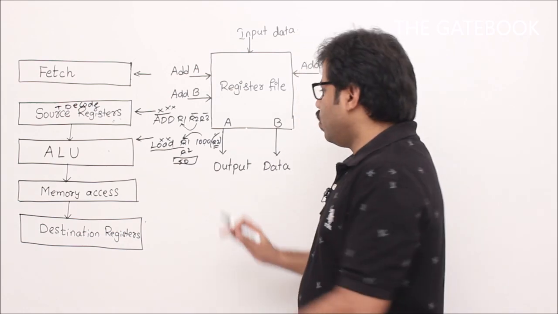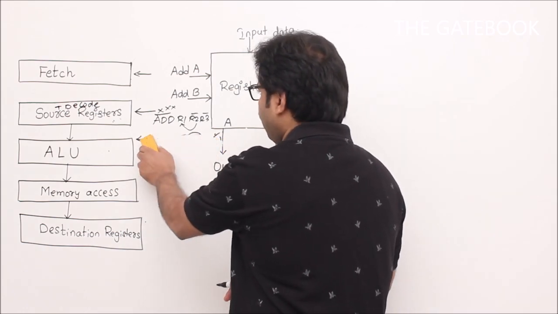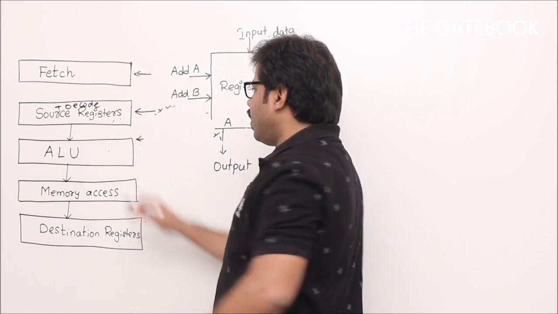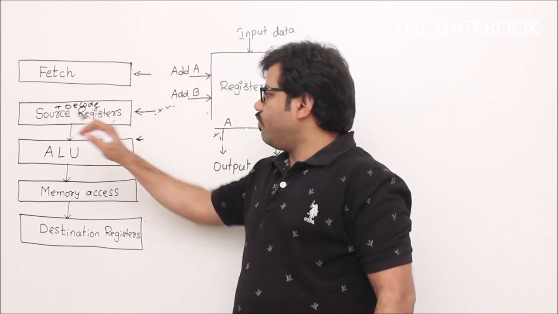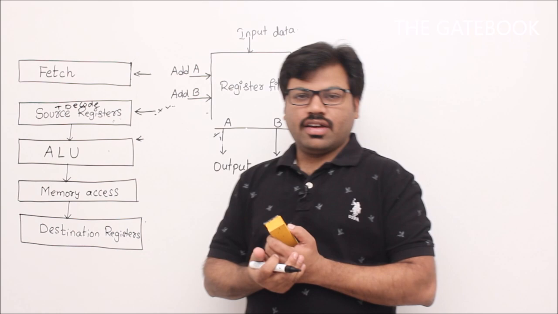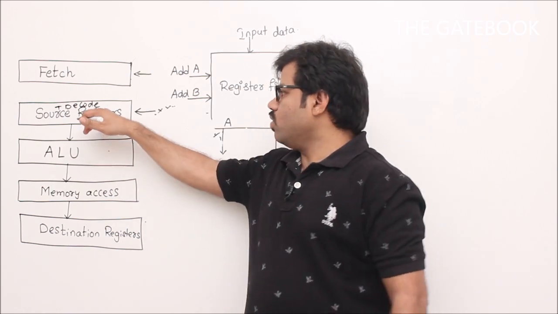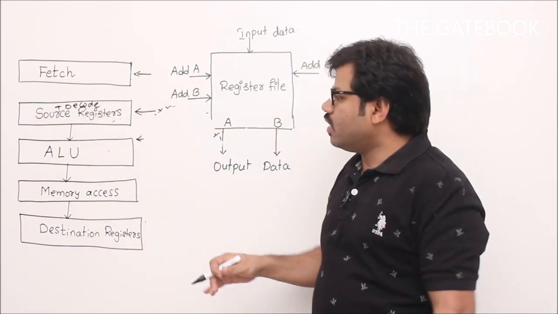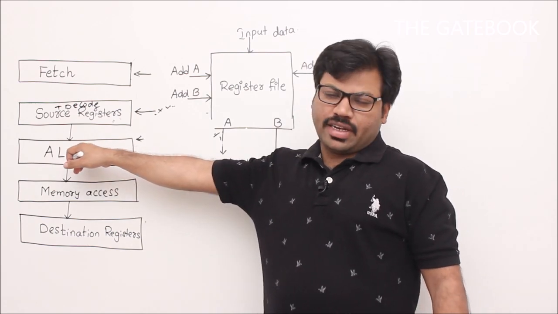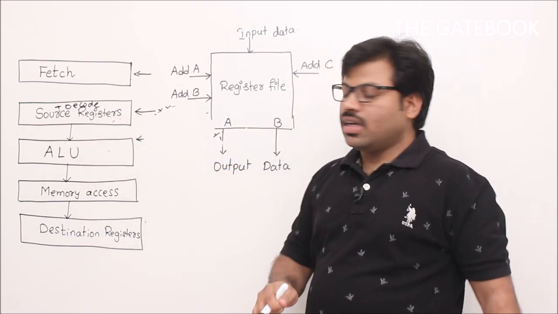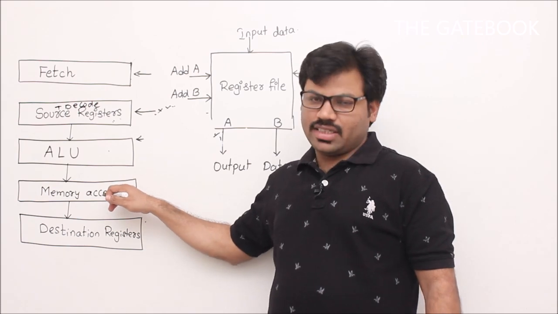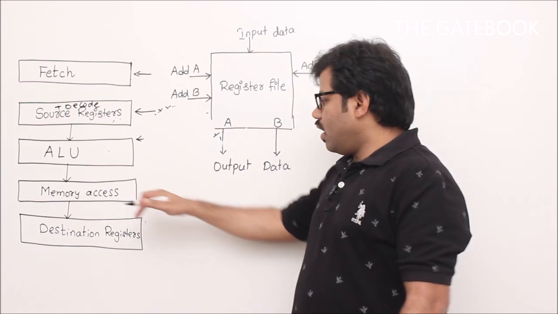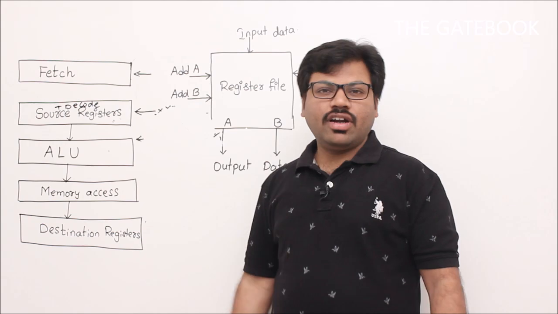Now I will tell you how we are planning again. First we fetch here, we understand the instruction here, and we read the required register values in this stage. After that we will do arithmetic here in the ALU stage. After that we do memory access, only if it is needed. In the last stage we will be doing what?